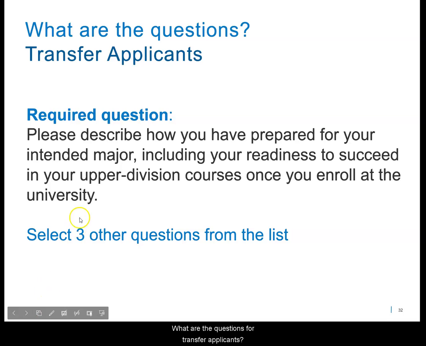What are the questions? For transfer applicants, you do have a required question, and it is: please describe how you have prepared for your intended major, including your readiness to succeed in the upper division courses once you enroll at the university. So this question is required if you're a transfer applicant. You will also need to select 3 other questions from the following list.